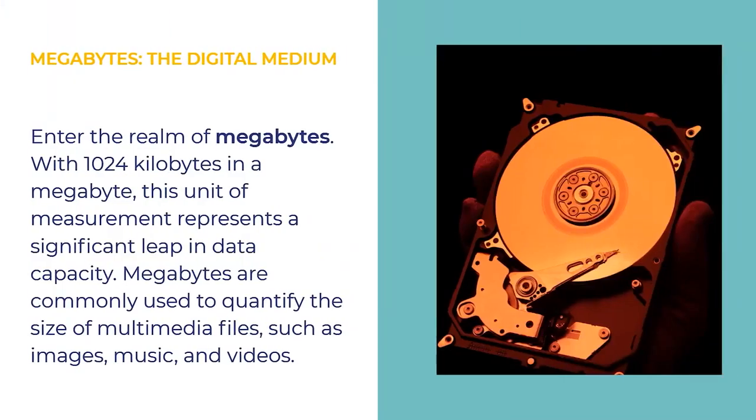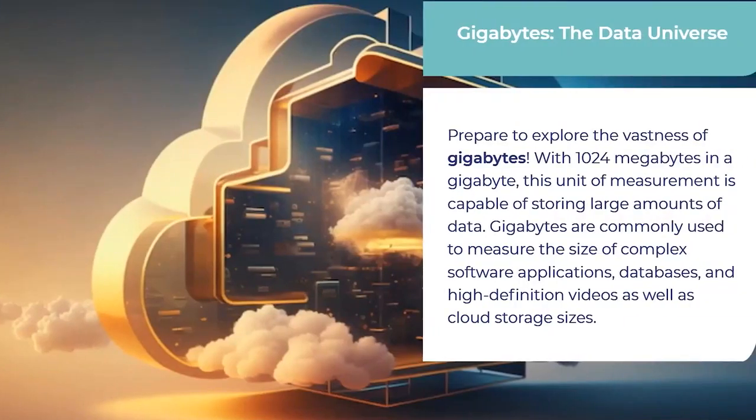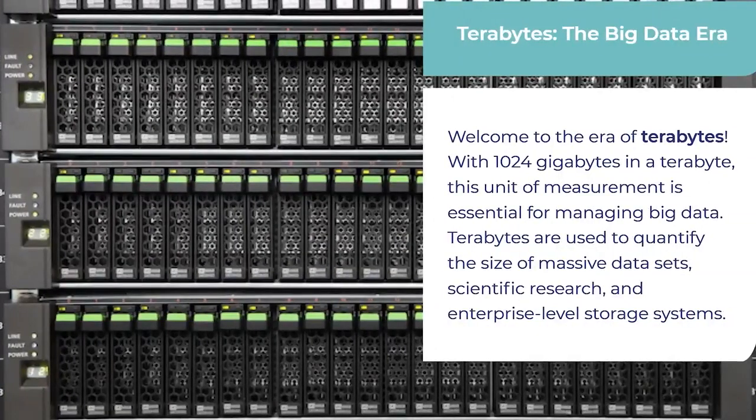Next, we have megabyte. Megabyte consists of 1024 kilobytes. We have the gigabyte. Gigabyte consists of about 1024 megabytes. And gigabytes are actually used to refer to sizes of applications, databases, high definition videos, as well as the size of cloud storage. Next, we have the terabyte. Terabytes are large memory banks. Terabytes are used in scientific research databases, as well as enterprise level storage systems. You have a lot of huge companies like Lumia and the rest.